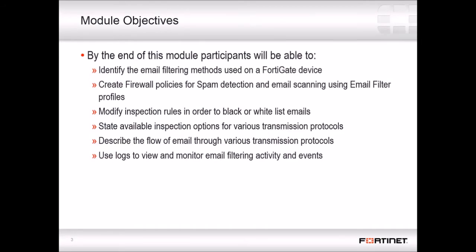By the end of this module, you should understand the different email filtering options you can make use of on a Fortigate. You should be able to configure banned words as well as the black-white list options. You should be able to create firewall policies that have properly applied email filter profiles and know the difference between the different protocol options.